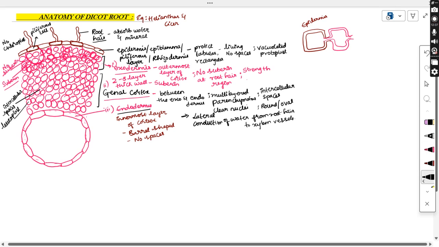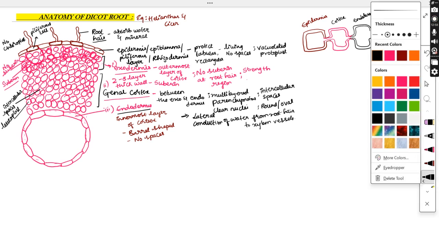And next to this cortex, we have one more region of cells called the endodermis. So this layer of cells is the endodermis. So let us say this is the cortex, this is the endodermis.